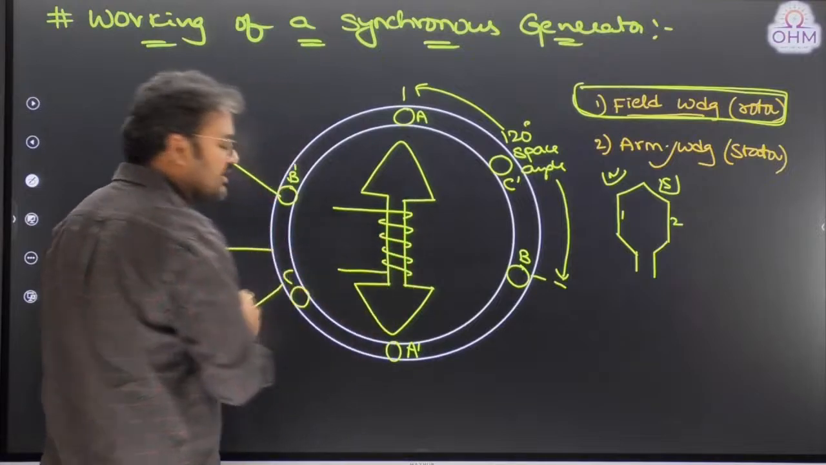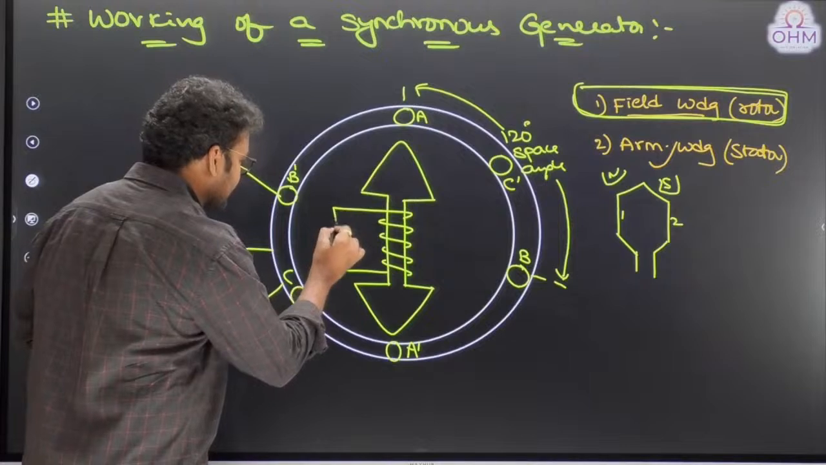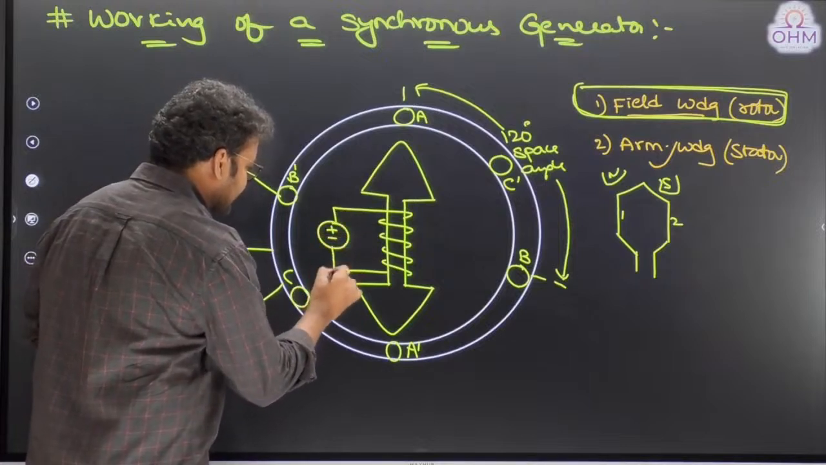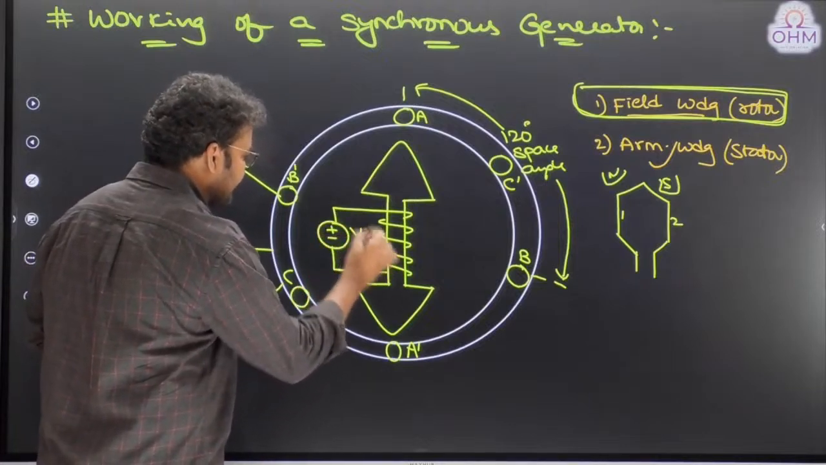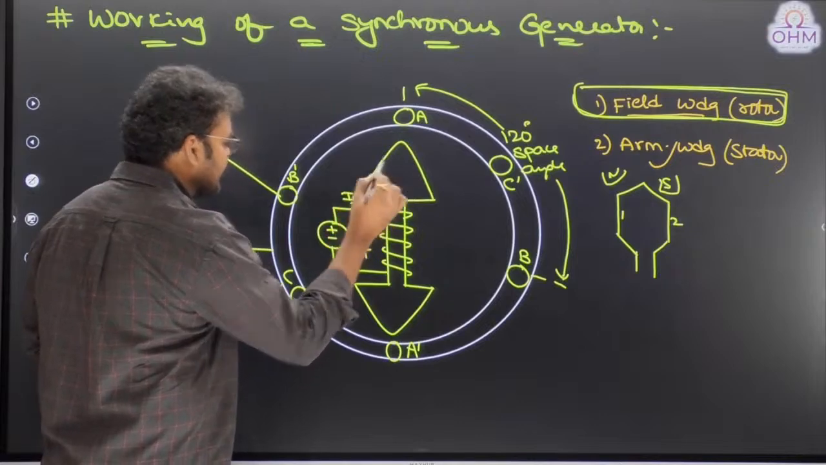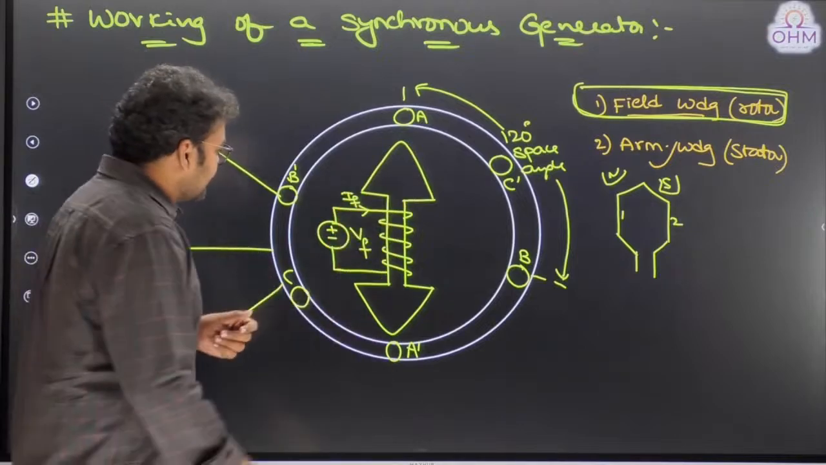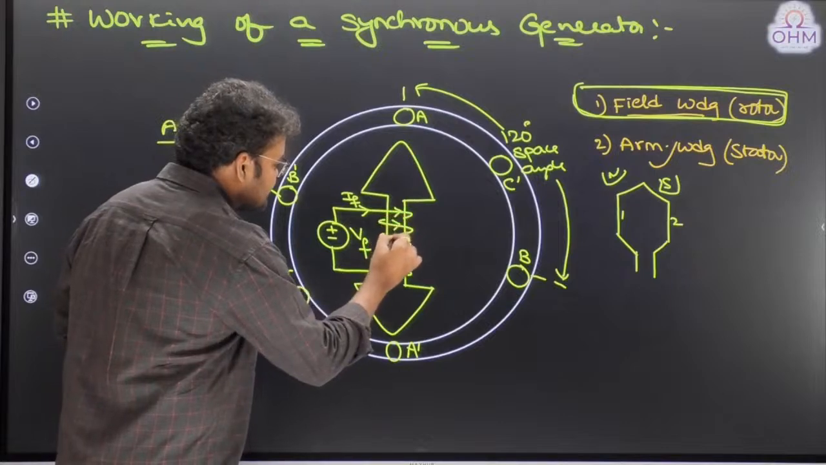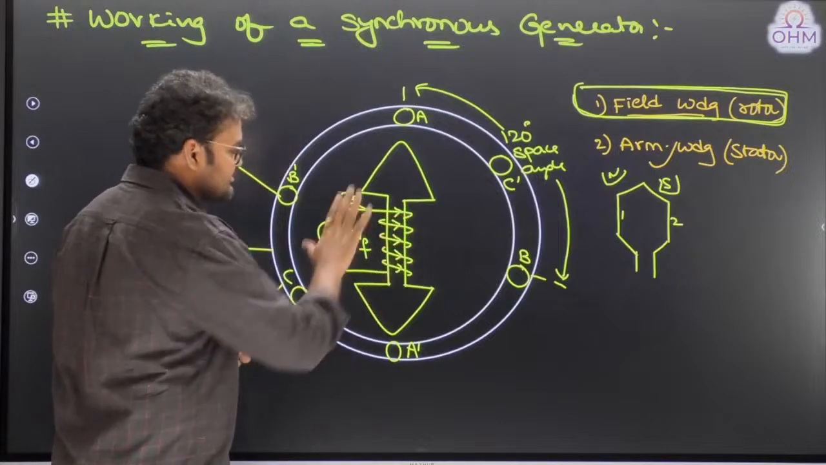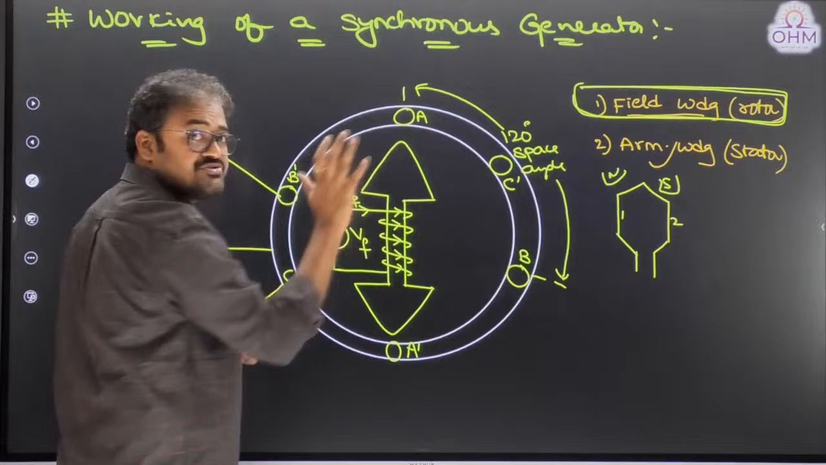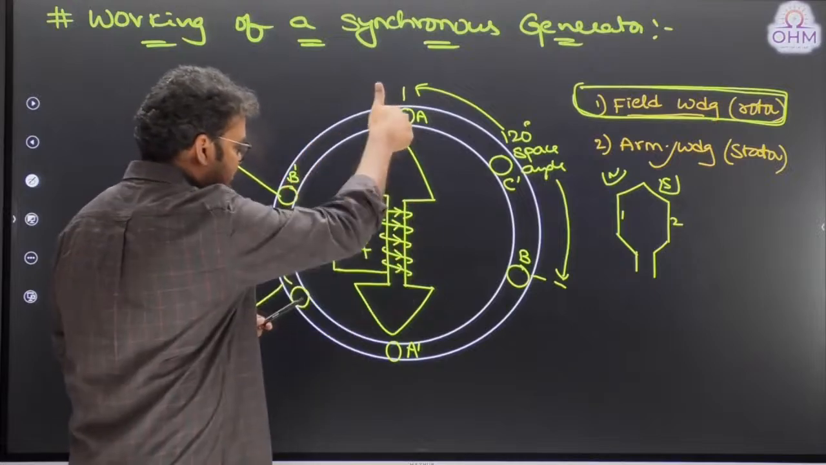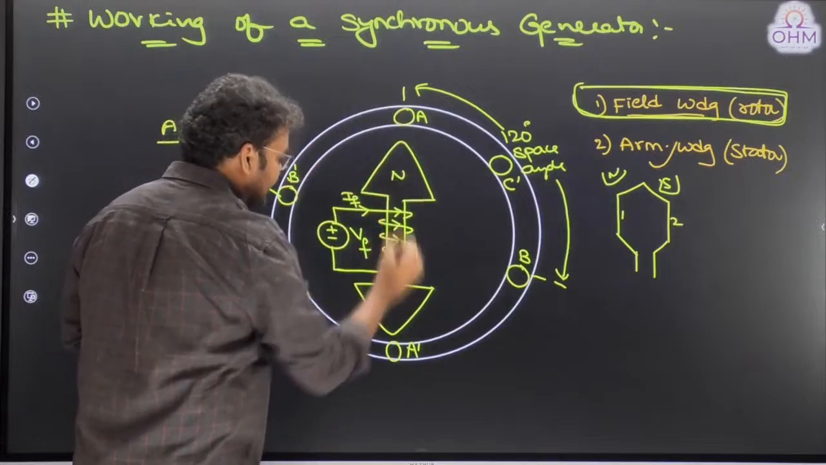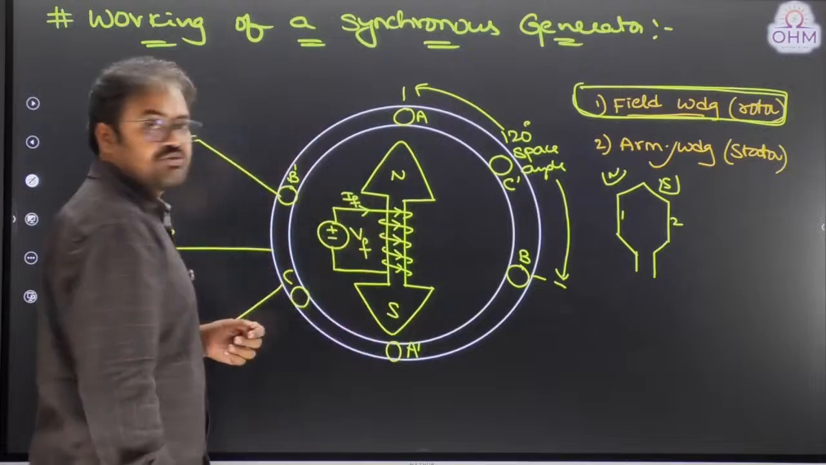In order to create a time invariant magnetic field, we will excite this field winding using a DC supply. Let's say this is the field voltage and this is the field current. Now based on the direction of current, you can estimate the direction of the field flux. Can I say the flux is in the upward direction using the right hand thumb rule? Yes. Therefore, this one will act like a north pole, this one will act like a south pole.